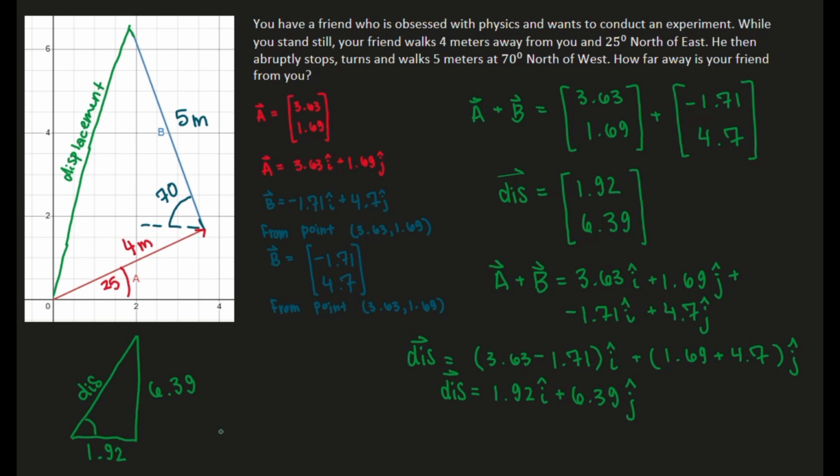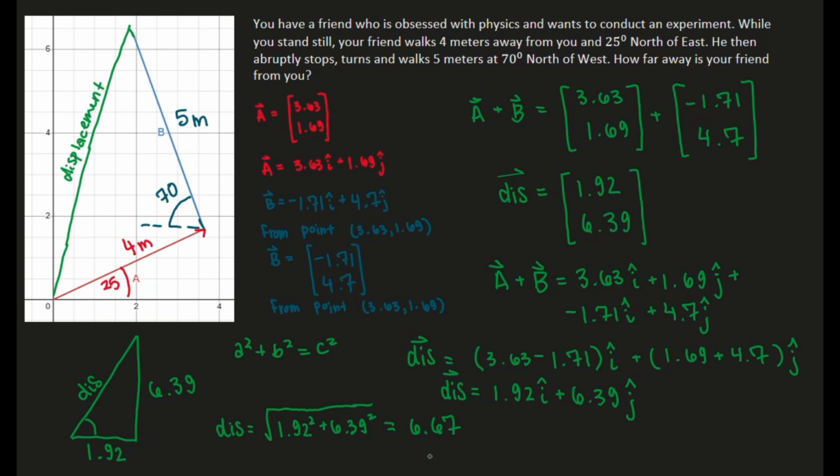So the actual value of the displacement is going to be equal to, if you remember Pythagorean's theorem, a squared plus b squared equals c squared, where a and b are the sides and c is the hypotenuse. So that displacement is going to be the square root of a squared plus b squared, which is essentially 1.92 squared plus 6.39 squared. And when I calculate that, rounding to two significant figures, I get 6.67.